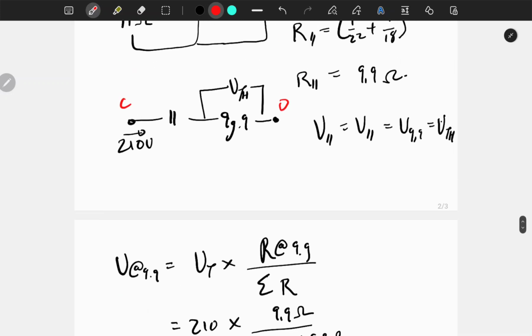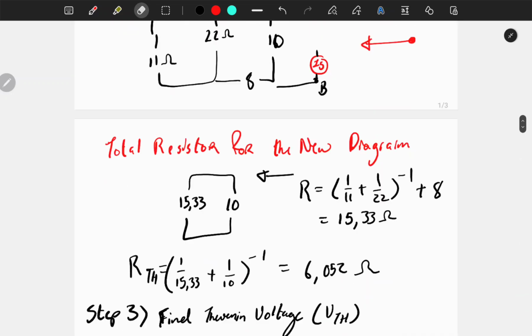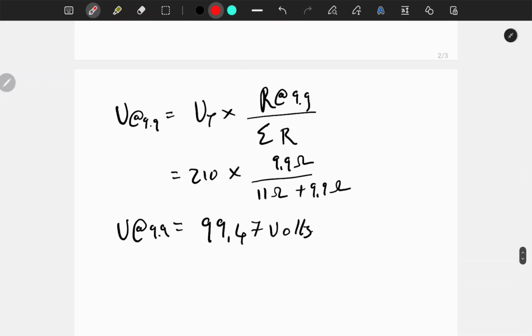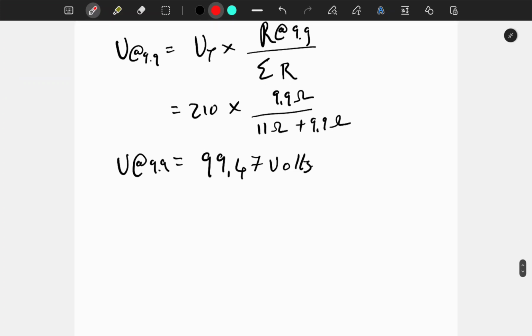But we are not done, right? So this here is actually incorrect. We are not done, because you can see that you have 8 ohms which is connected to the 10 and this one, right? So we need to find the voltage over here, which is going to give us the voltage in parallel is equal to the voltage in parallel, right? So now we have to find the current, right?